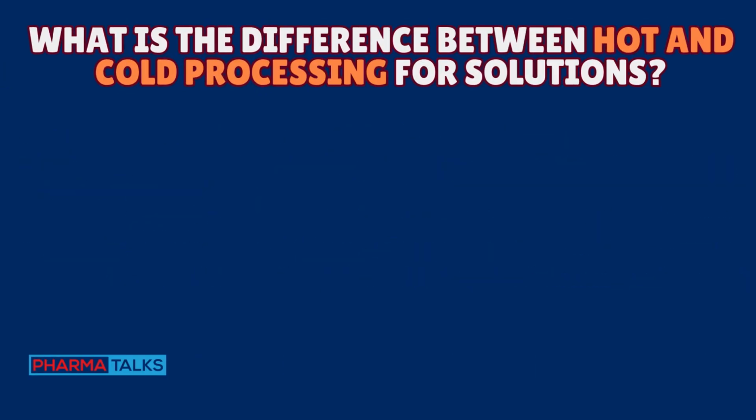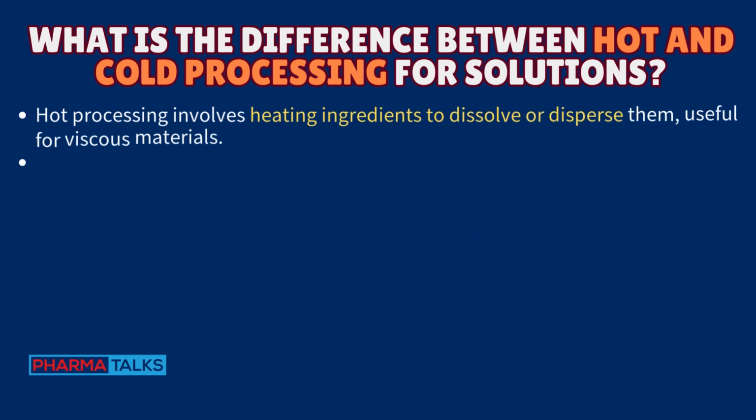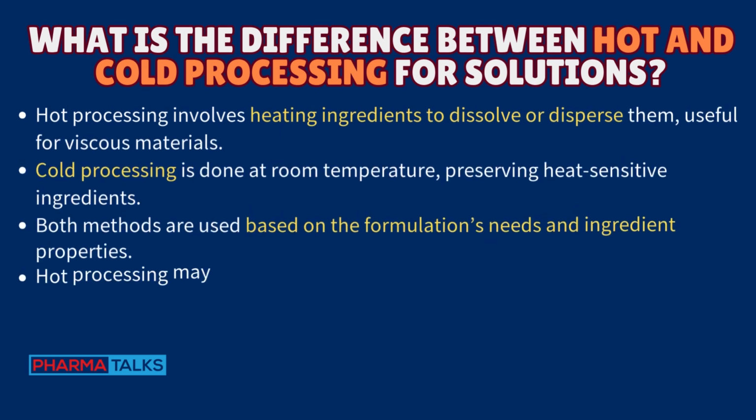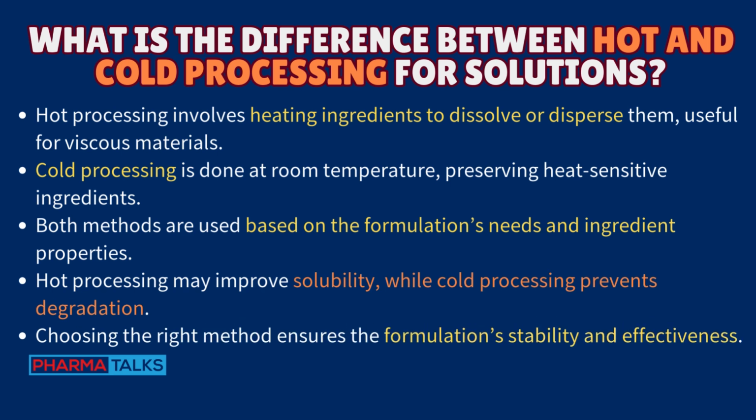What is the difference between hot and cold processing for solutions? Hot processing involves heating ingredients to dissolve or disperse them, useful for viscous materials. Cold processing is done at room temperature, preserving heat-sensitive ingredients. Both methods are used based on the formulation's needs and ingredient properties. Hot processing may improve solubility, while cold processing prevents degradation. Choosing the right method ensures the formulation's stability and effectiveness.